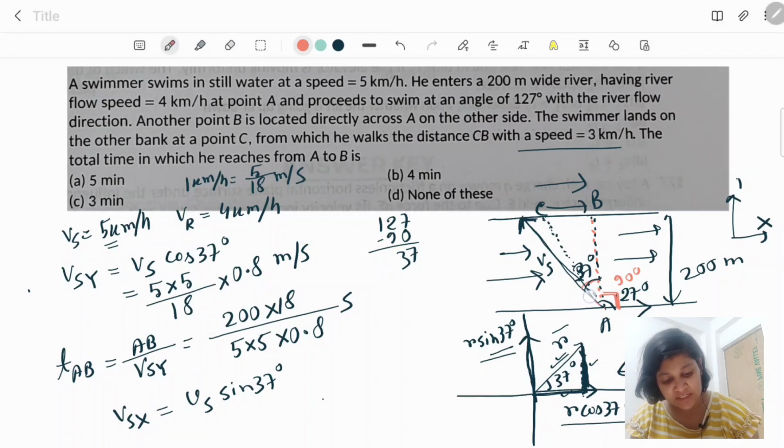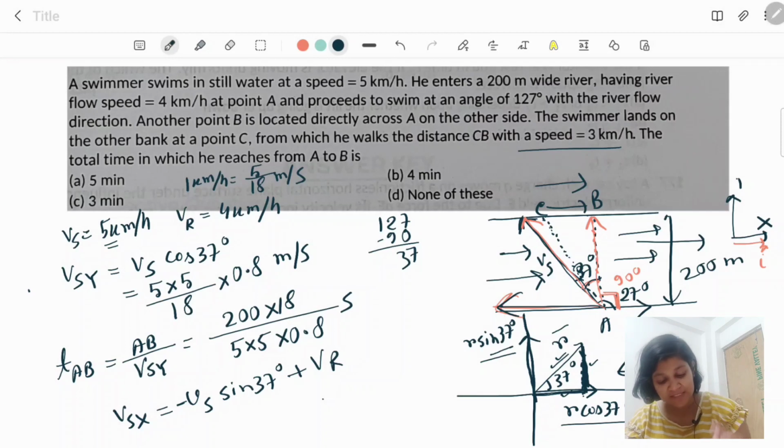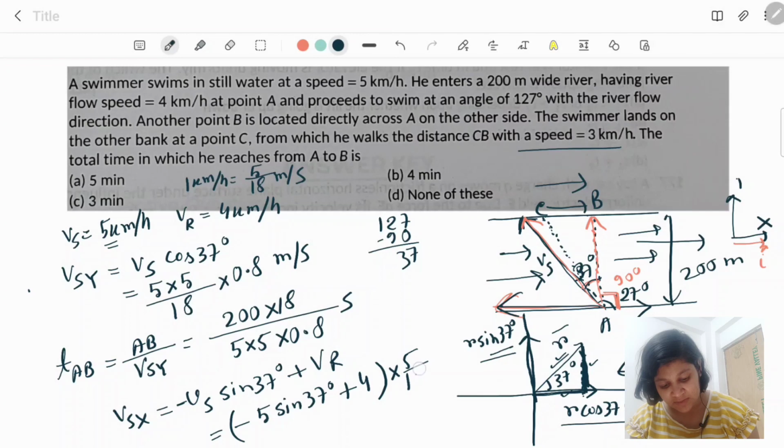Our swimmer is moving in this direction, as you can see. So its y component is along this direction and the x component is along this direction. Now if we consider this direction as the positive direction, then it will become the negative x-axis. So the swimmer's velocity is negative and the river speed along this direction is positive. So this is the resultant velocity along the x-axis. This comes out to be Vs, which is 5 km per hour, multiplied by sine 37 degrees, plus Vr, which is 4 km per hour, and we are multiplying this by 5/18 to convert this into meters per second.